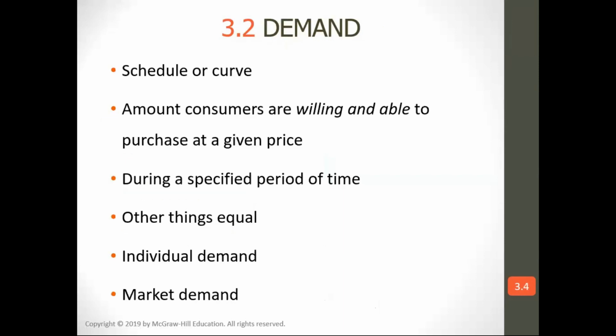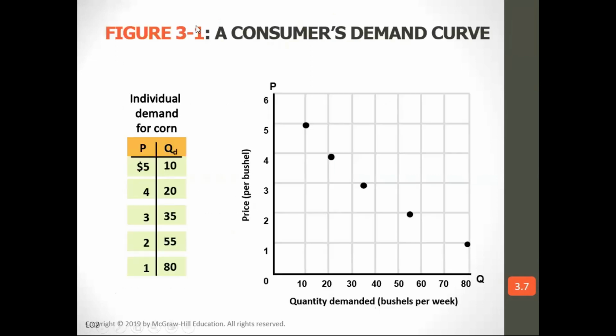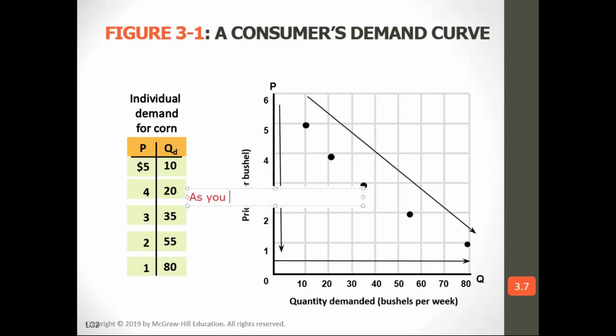So demand is the schedule of curves. It's the amount that consumers are willing and able to purchase at a given price. So as price goes down, quantity demanded goes up. So it has an inverse relationship. So as the price goes down, you want to buy more, basically.